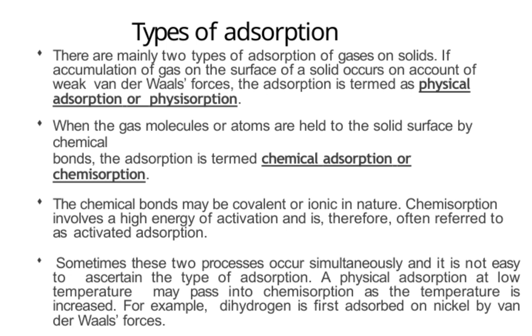An interesting point to note is that these two processes can sometimes occur simultaneously, making it tricky to distinguish between them. For example, at low temperatures, physical adsorption might dominate, but as the temperature increases, chemisorption can take over. A practical example is dihydrogen adsorbing on nickel. Initially, hydrogen molecules are held by van der Waals forces, so physical adsorption. But then, the molecules dissociate into hydrogen atoms, which are bonded to the surface through chemisorption. This illustrates how the two types can work together depending on conditions.